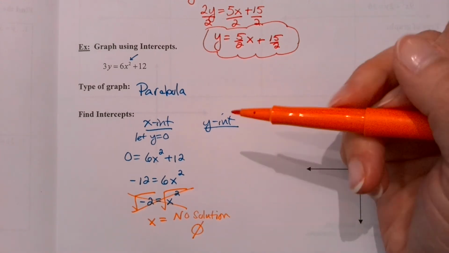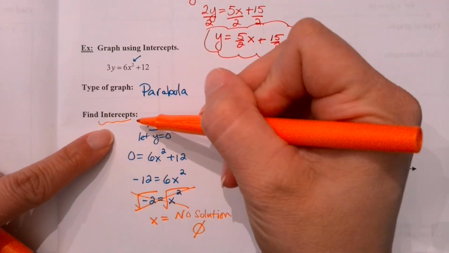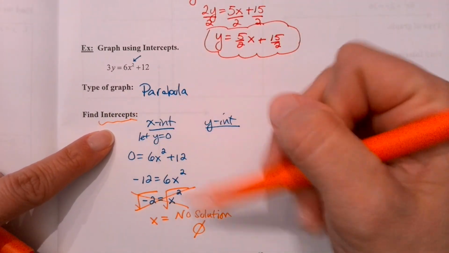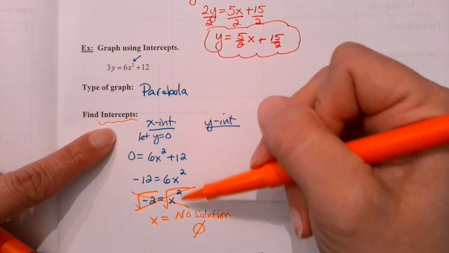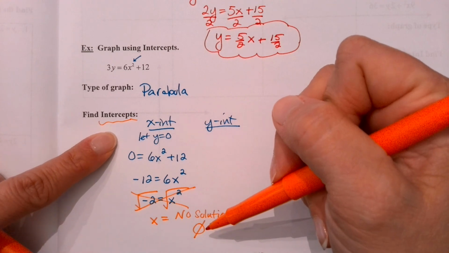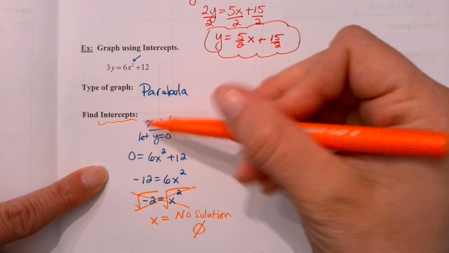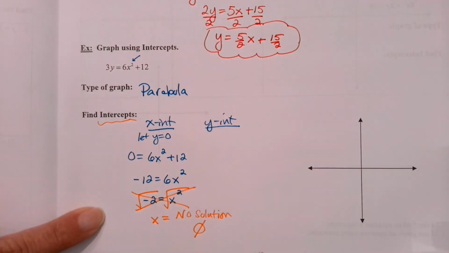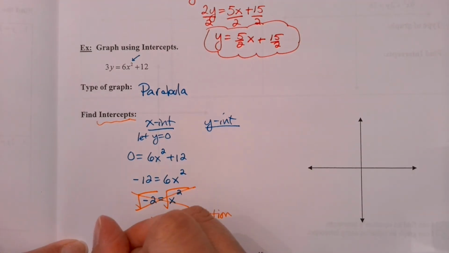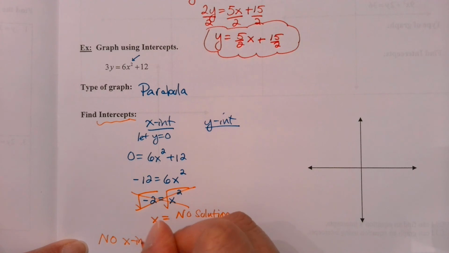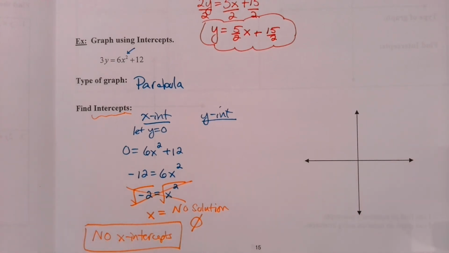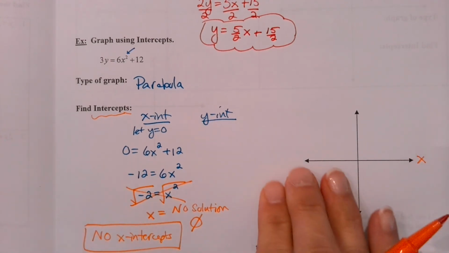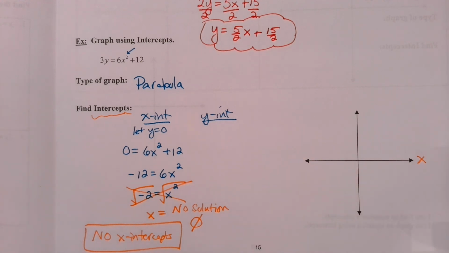Okay, wait a minute. The problem said find the intercepts. Okay, so I can't say no solution. Where does the graph touch the x-axis? I'm trying to find it and I can't. Oh, that means this graph doesn't touch the x-axis. So that's what I would have to officially say here. There are no x-intercepts. So when you draw your graph, make sure you do not touch the x-axis. Here's my graph. I better not touch the x-axis.